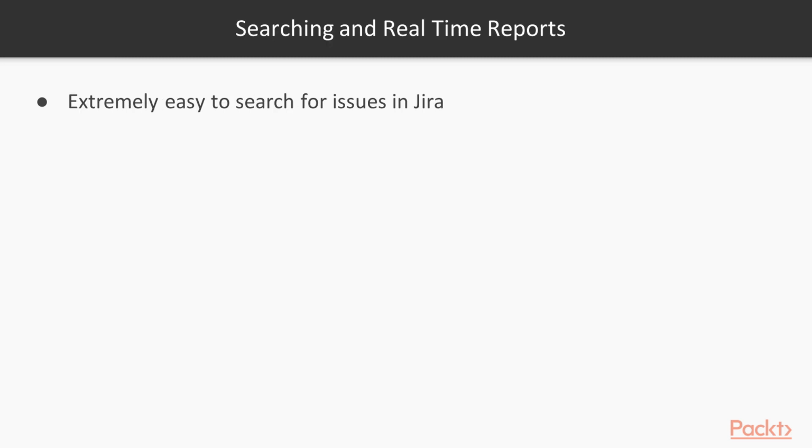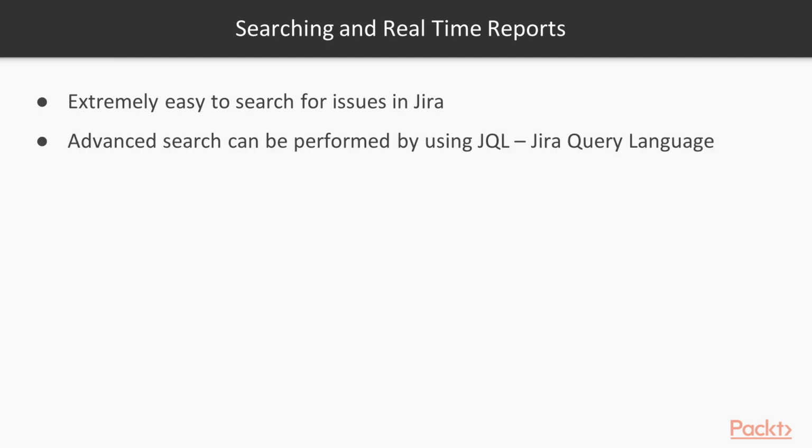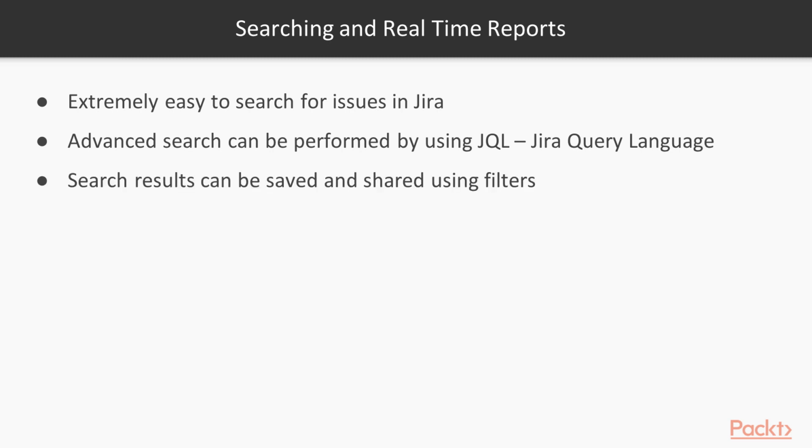Searching and real-time reports. It is extremely easy to search for issues in Jira. You have the capability of also performing an advanced search. So there is a concept of JQL. JQL is Jira Query Language. So in case you can't find something easily by using the basic search functionality in Jira, you can also write your own queries. When you perform a search, your search query can also be saved. So when you search for the data in the tool by using the basic functionality or maybe by using the advanced search functionality, you can also save your search query.